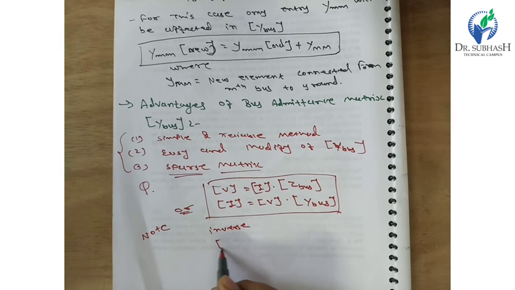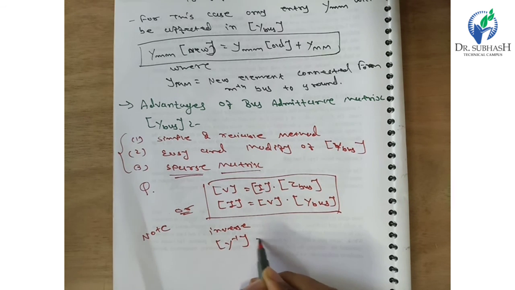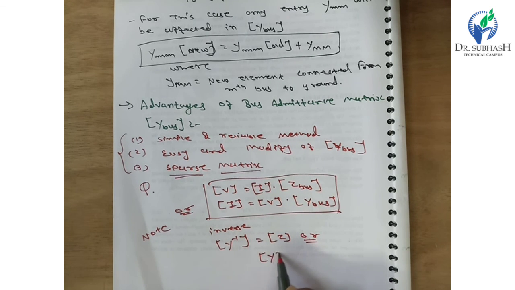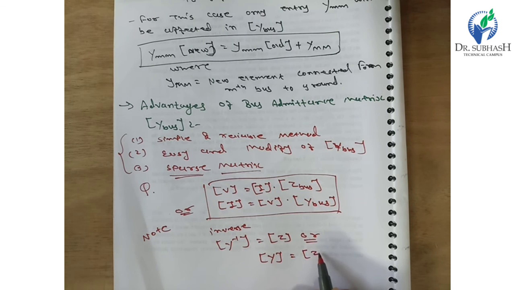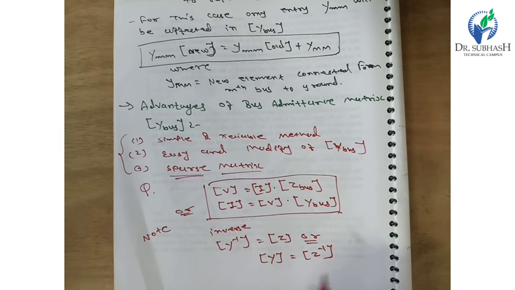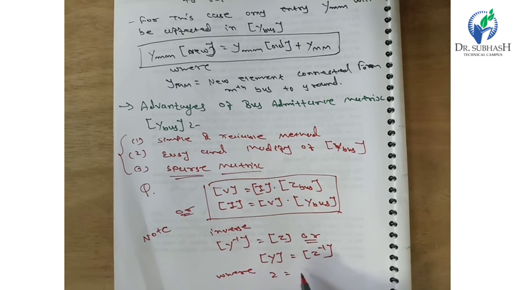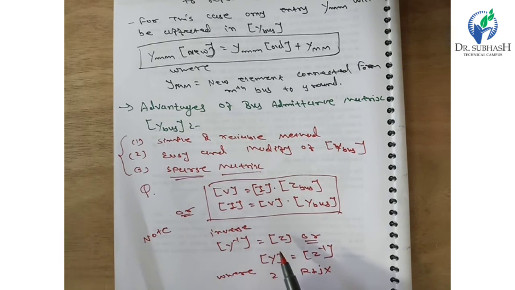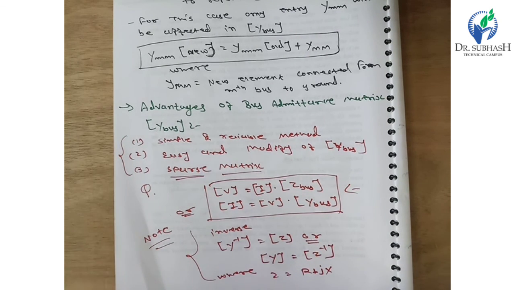So we also write that Y inverse is equal to Z, or in the same way Y is equal to Z inverse, where Z is equal to R plus jX. Both are inversely proportional to each other, the admittance matrix and impedance matrix. So this is a very important note for consideration, and a very important equation for the admittance and impedance matrix.